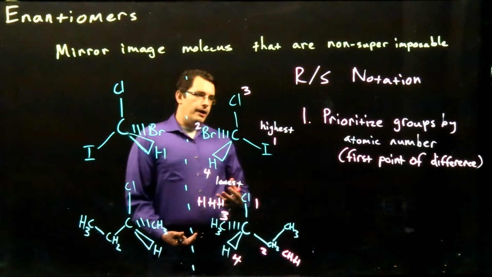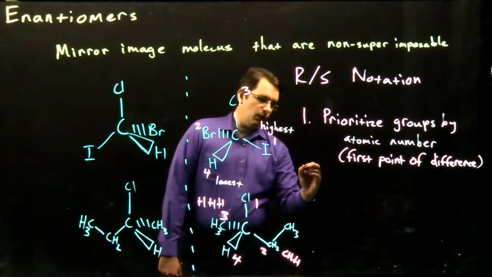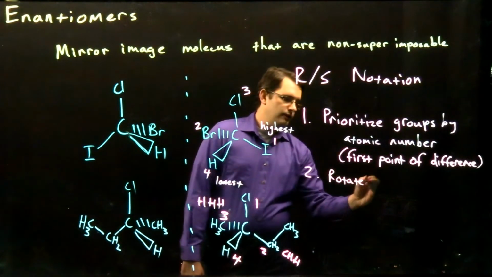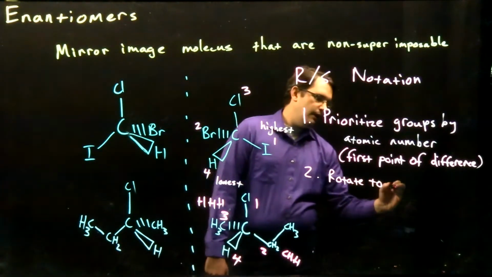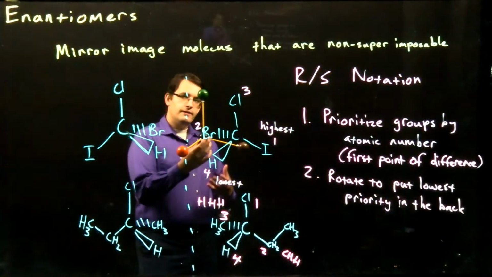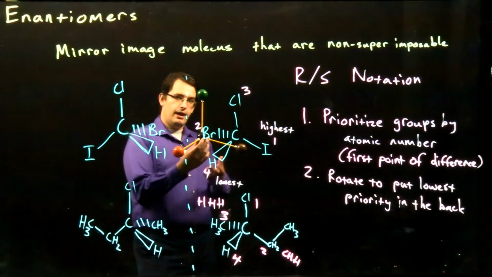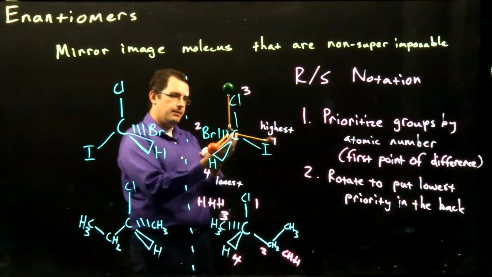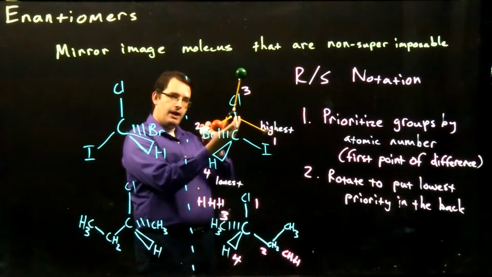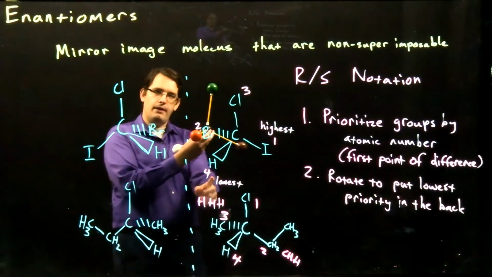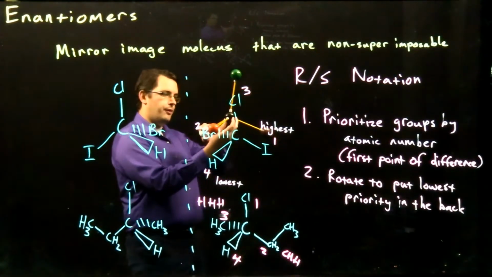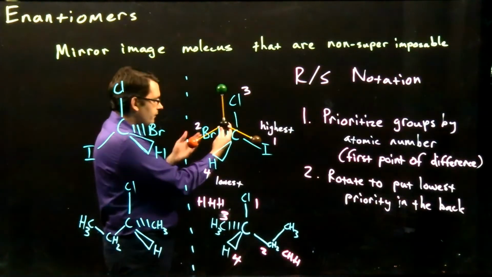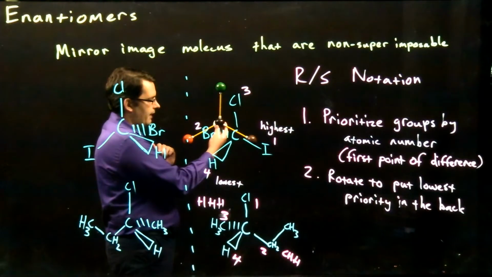Once we've determined the priority of our groups, we're going to rotate our structure to put the lowest priority group in the back. The easiest way to do this rotation is using a molecular model system. So here I have my enantiomer built using my molecular models. I'm going to take my hydrogen, which is my lowest priority group, as I just determined here, and I'm going to turn that so it points to the back. So now I can see my molecule with my hydrogen pointing directly backwards.